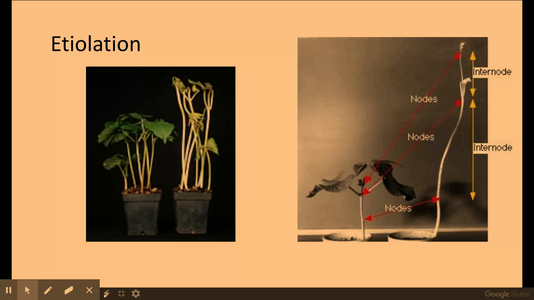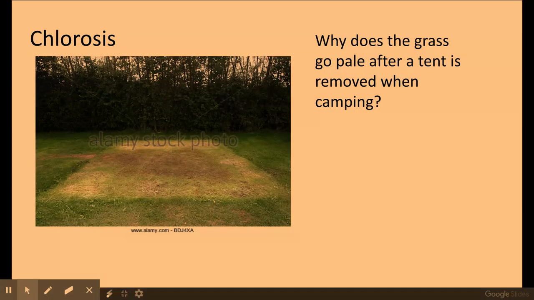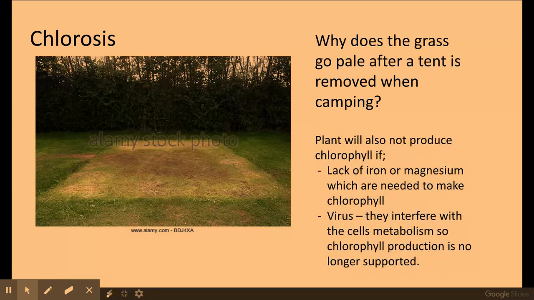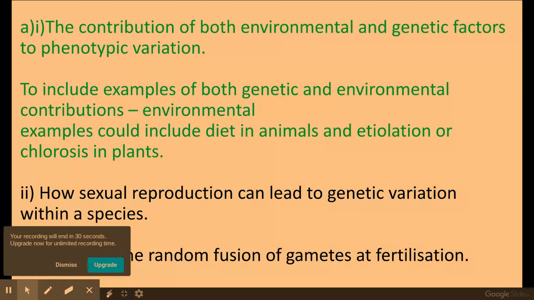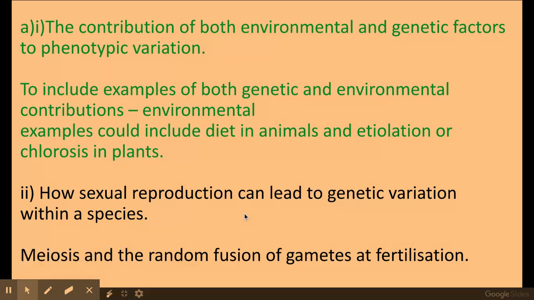Another one that we need to be aware of is chlorosis, and this is why grass goes pale, for example, after you take a tent down. Now, the reason it does this is because the plant, in this case the grass, has not been making chlorophyll because it doesn't want to waste its energy and its resources to make chlorophyll to capture light if there is no light to capture if the grass has been covered. There are other reasons as to why the plant might not produce chlorophyll, but in this particular case, we need to know that it's been covered up, and it doesn't want to waste its resources making that chlorophyll. Okay, so that's this top point here about the different types of variation and what influences it.